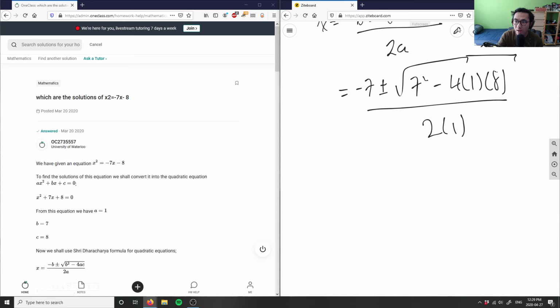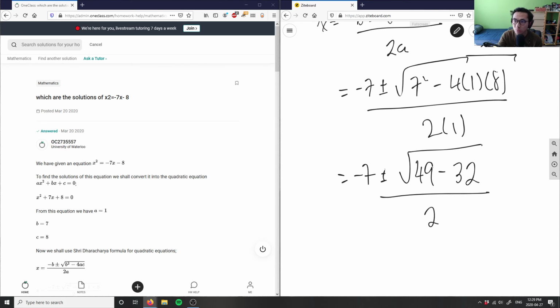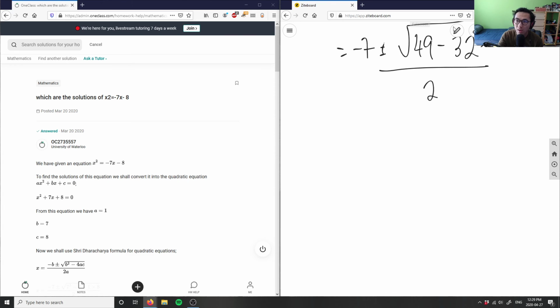And now I have negative 7 plus or minus the square root of 7 squared, which is 49, minus 4 times 1 times 8, which gives me a value of 32, right? All over 2 times 1, which is 2. And now in my square root, I have negative 7 plus or minus the square root of 49 minus 32, which is 17, I believe, all over 2.